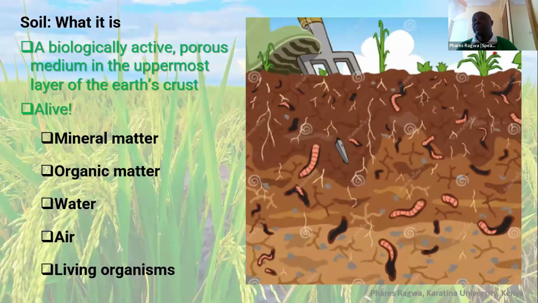In terms of composition, we have various components. We have the mineral matter, that is what we refer to as the soil particles. We have the organic matter, we have the water, we have the air, and we have the living organisms within that soil. So when we talk about conservation agriculture, these are the components that we need to make sure are in their optimal condition to be able to support the productive and sustainable agriculture that we are talking about.